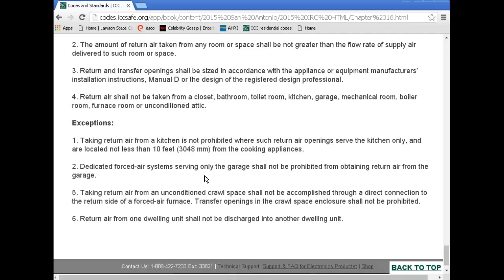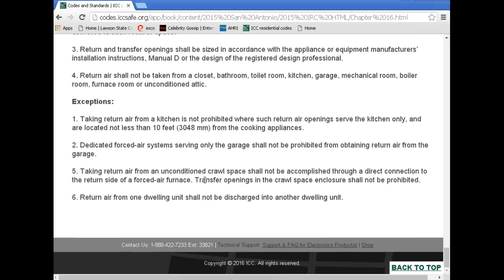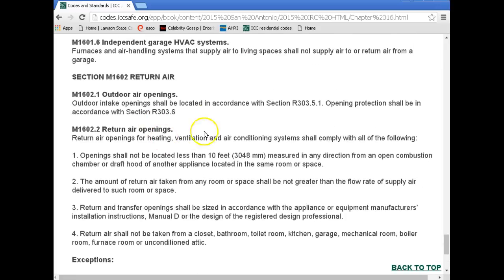Okay. Return air from one dwelling unit shall not be discharged into another unit. All right, so that's all we got in 16, and we're going to jump to, I believe, 41.